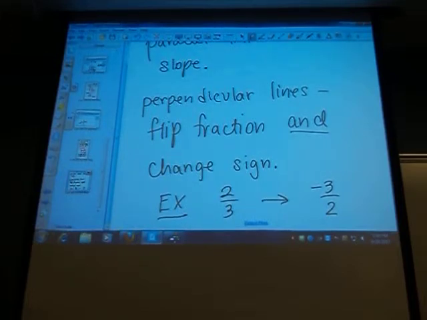Now it seems like we've already done a lot of work here, but we actually haven't done anything yet. Because once you find your new slope, then you have to work the problem with your new slope and the point that they give you. So you would plug the point that they give you into y equals mx plus b, with your new slope. Okay? It's not that bad.